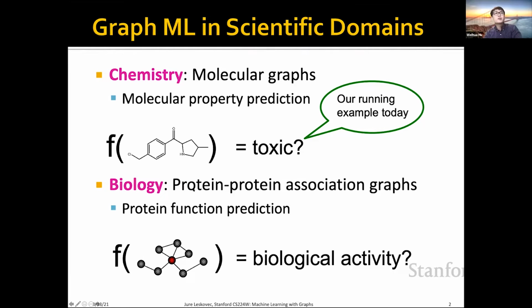In biology, there's also a graph problem. For example, we have a protein-protein association graph where each node is a protein and the edge represents certain association between proteins. And these associations are very important to determine the functionality of the protein. Our goal is, given this subgraph centered around the protein node, to predict whether this center protein node has certain biological activity or not. So what I want to say is that in many scientific domains, this graph problem appears a lot, and we want to apply GNNs to solve this problem.